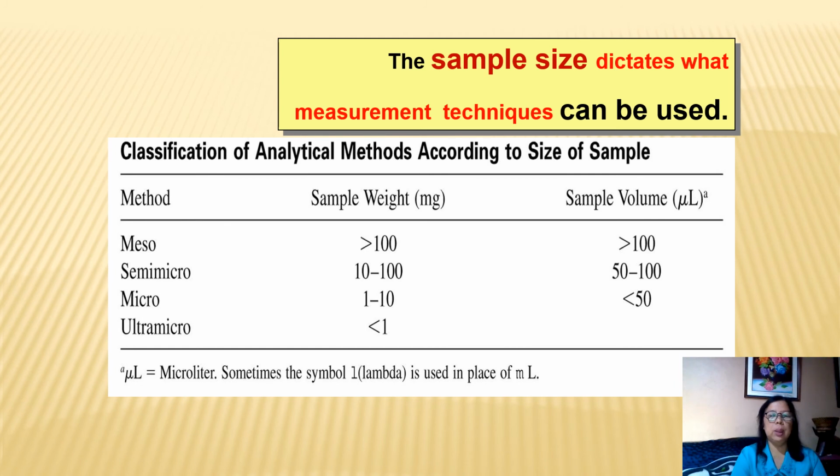I think you know what is microliter, that is referred to in the volume. Sometimes the symbol lambda is used to replace microliter. So this is also microliter or your milliliter. But in some analytical chemistry, they make use of the microliter.